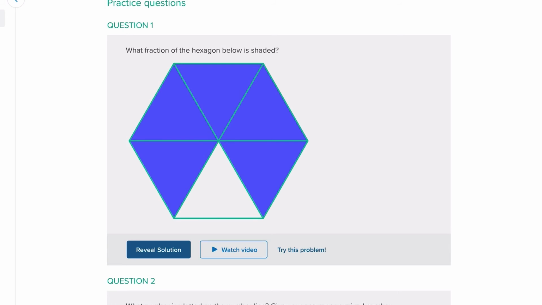So what fraction of the hexagon below is shaded? What you'll be looking for is how many pieces it's been divided into. Being a hexagon, that means it's 6 pieces. And then how many pieces are shaded. In this case, it's 5. So we would have an answer of 5 over 6, a numerator of 5 and a denominator of 6. Again, there is a video that you can watch where the instructor from MathSpace will go through how to do this sort of question.